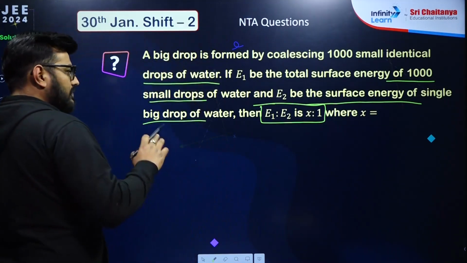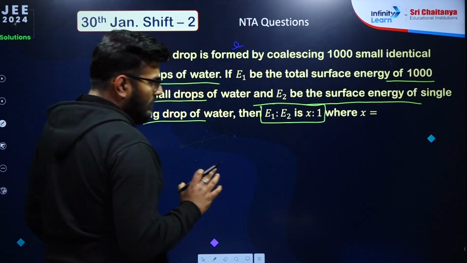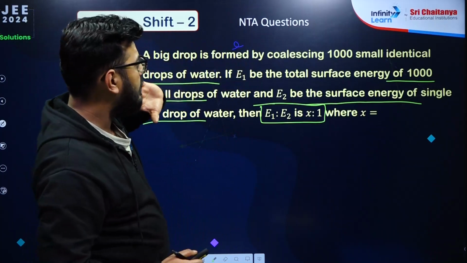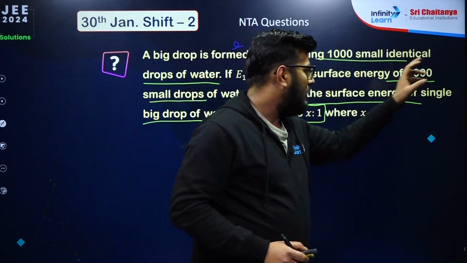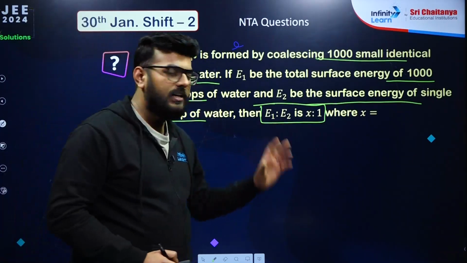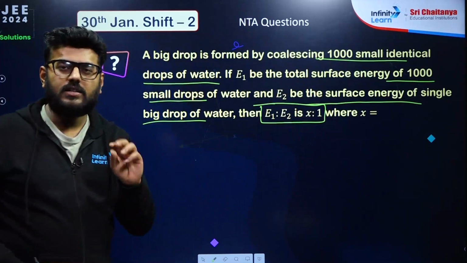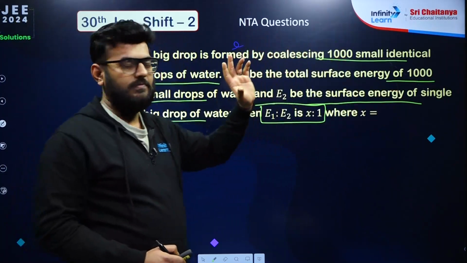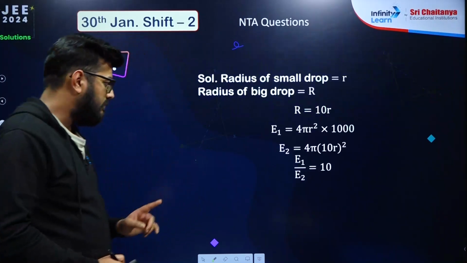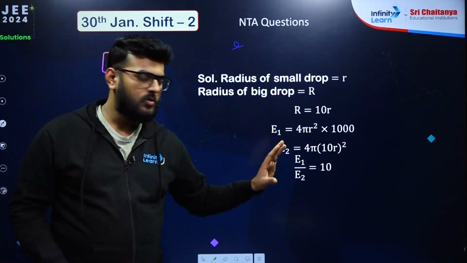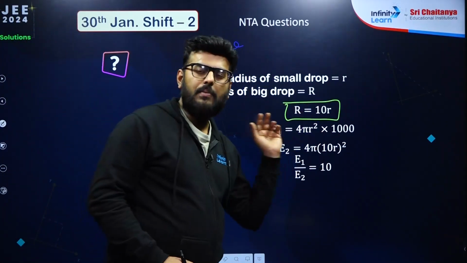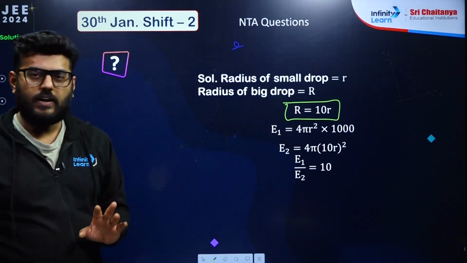So basically, surface tension into whatever is the surface area, that is basically the surface energy. And you can very easily find out the area. Their volumes are going to remain the same. 1,000 small identical drops are merging to form a bigger drop. So with that, you can very easily relate their radii. And once you have related the radii, then the ratio of the energy simply equals surface tension into the surface area. So the correct answer over here is option number 10. This is the methodology which is used over here. Based on volume conservation, capital R will be equal to 10 times small r, and you can very easily find out the answer.